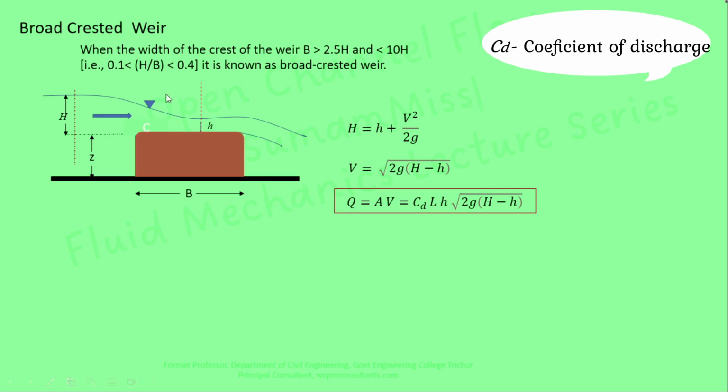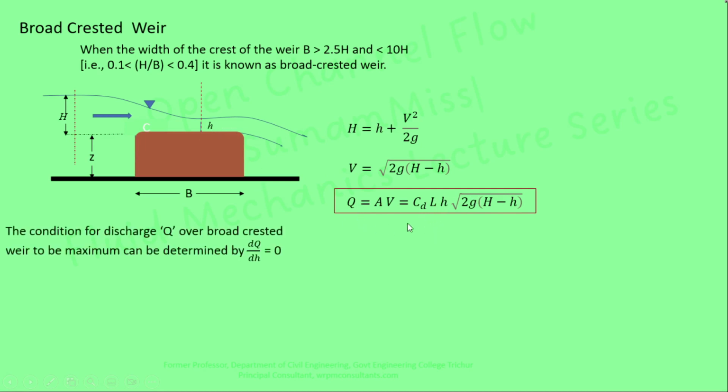However, based on the experiment, it is found that in the case of broad crested weir, the flow adjusts itself to have maximum discharge for the available head H. The condition of maximum discharge for the available head H is obtained by differentiating this expression with respect to H and equating it to 0. By doing so, we can establish a relationship between this capital H and small h. So it is h equal to 2 by 3 H.